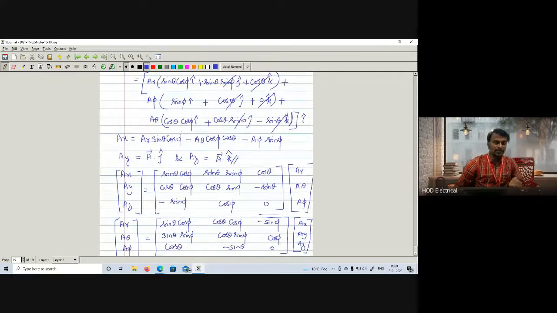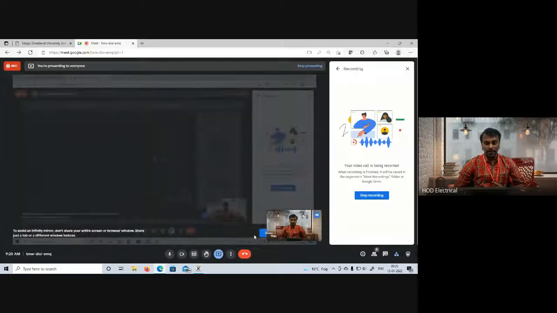How all the unit vectors u r, u theta, u phi, we have converted into Cartesian coordinates. Similarly, vice versa, all the components Ax, Ay, Az, how we have converted into Ar, A theta, A phi, we have learned. I hope this is understandable, and you can easily grasp how one can convert Cartesian to spherical, spherical to Cartesian.